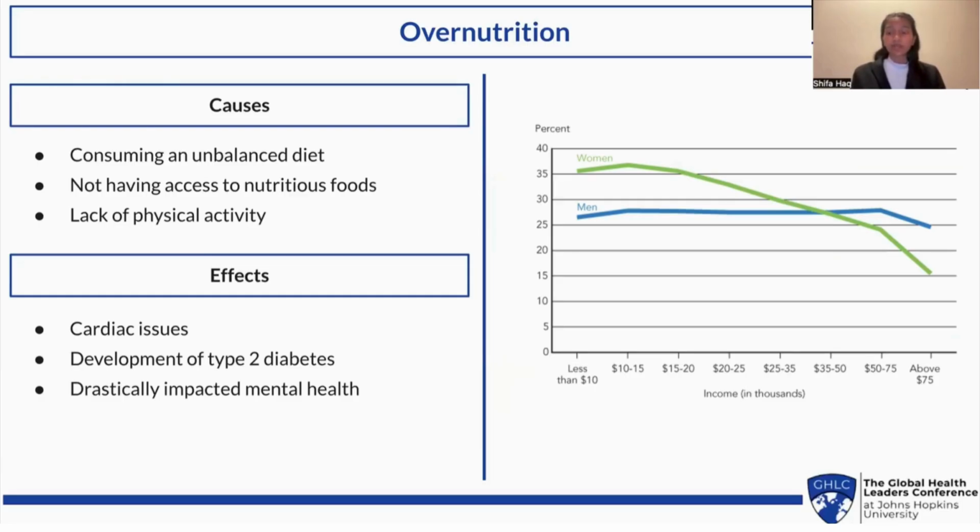Fast foods, while being more affordable, are calorically dense and nutritionally bare, meaning individuals that consume them regularly have a higher chance of becoming overweight or obese. The effects of this can include cardiac issues, development of type 2 diabetes, and drastically impacted mental health, as individuals with obesity are more likely and more prone to developing depression than individuals without it.